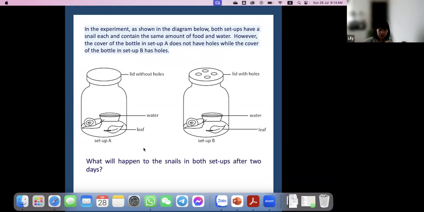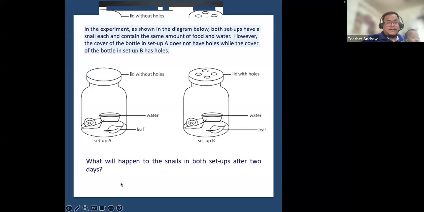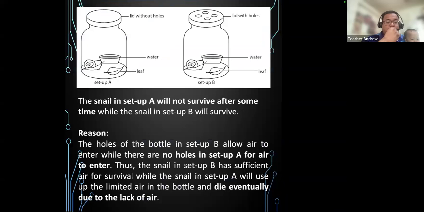The snail in setup A will die because it has no air. Very good. So let's carry on then. Okay, so in this case, the correct answer is the snail in setup A will not survive after some time, while the snail in setup B will survive. The reason is that the holes in the bottle of setup B allow air to enter while there are no holes in setup A for air to enter. So the snail in setup B has enough air to survive, while the snail in setup A will use up the limited air in the bottle and die eventually due to lack of air.